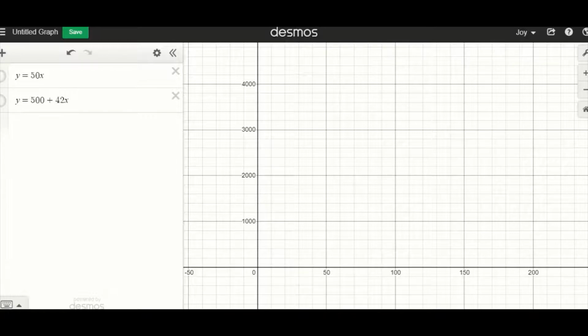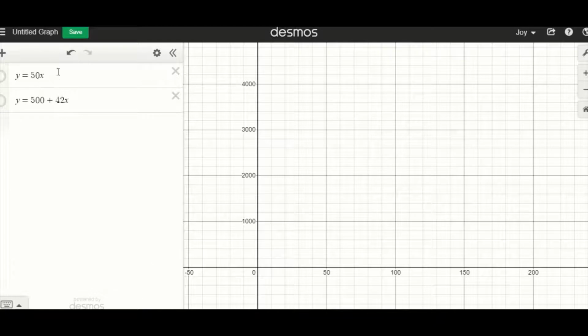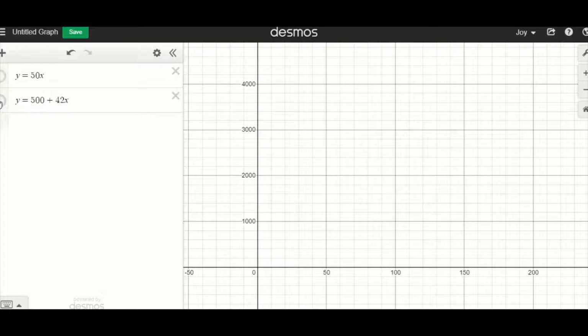I thought of an example to do with prom, where we have two different options. The first option, let's call it Season Banquet Hall, is going to charge us $50 per head. And then we went down the road to the Twilight Banquet House, and they are charging us a $500 flat fee and $42 per person. Well, we need to decide which is a better deal. So let's have a look.